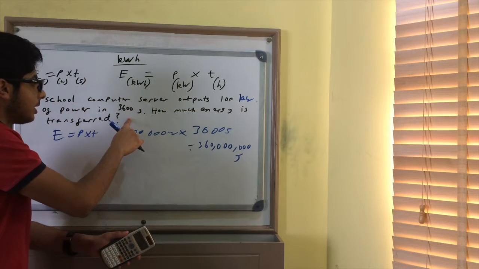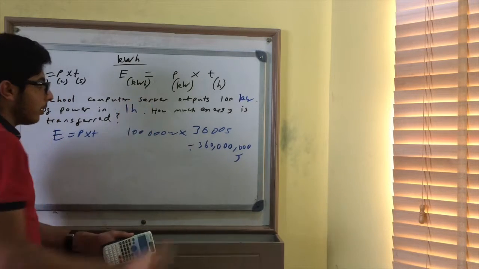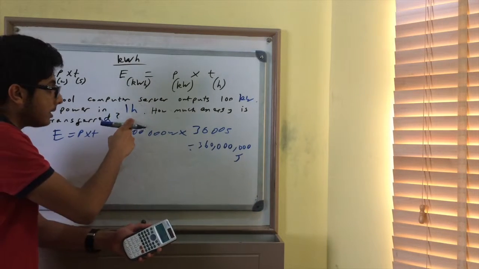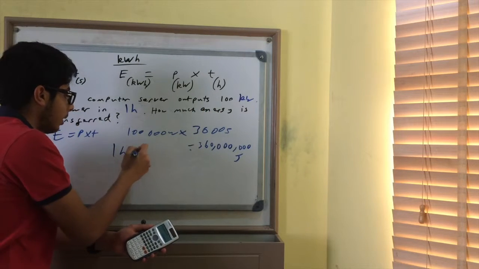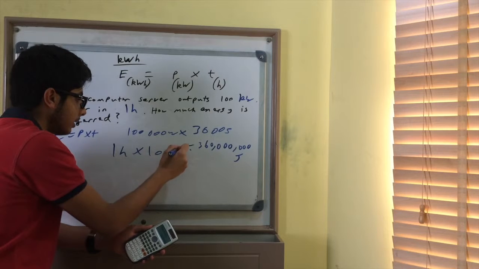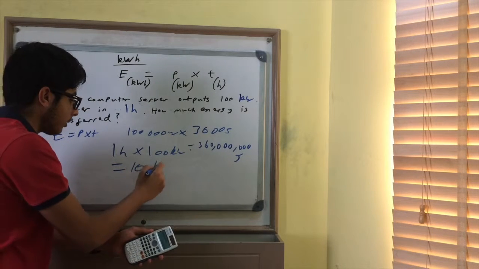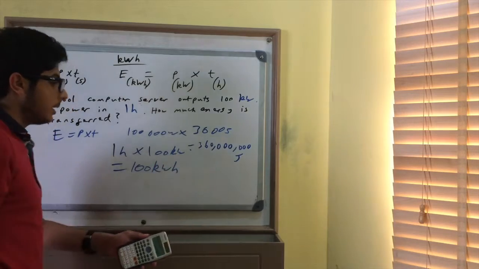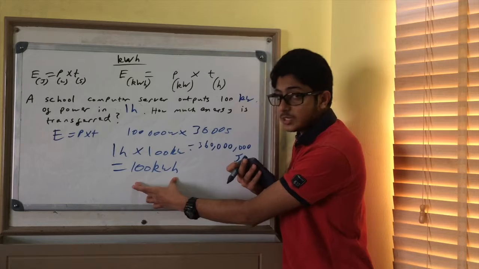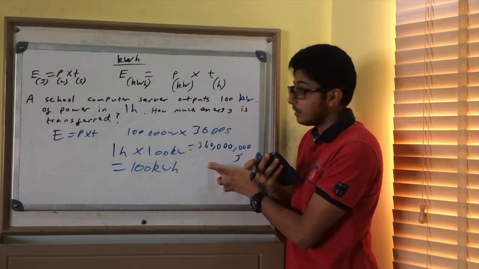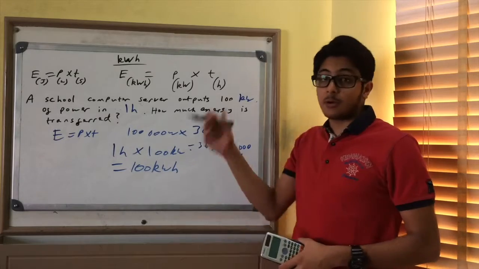And 3,600 seconds is 1 hour. Oh, look at that. The numbers are smaller already. 1 hour times 100 kilowatts gives you 100 kilowatt hours. Isn't this a much nicer number than this? Of course. And that's why we use kilowatt hours.